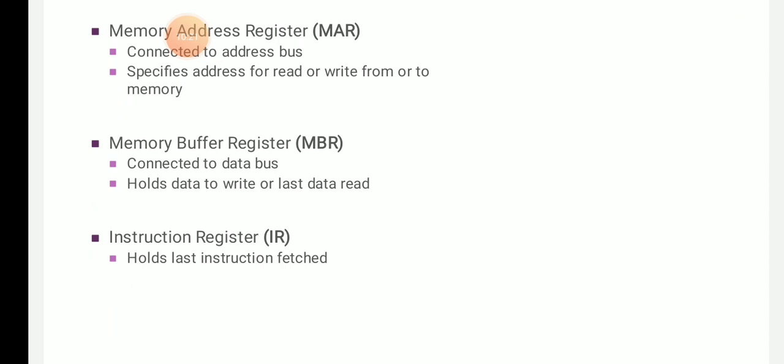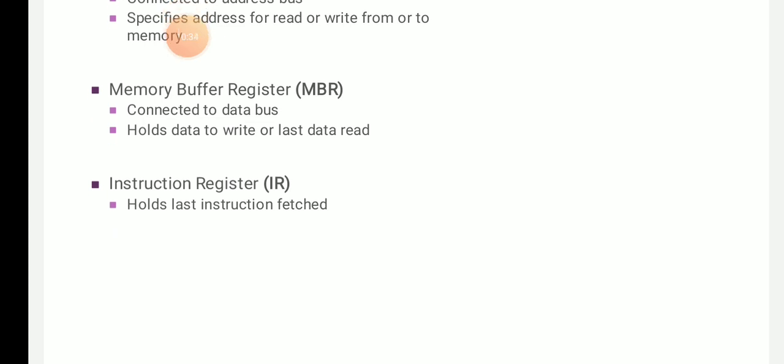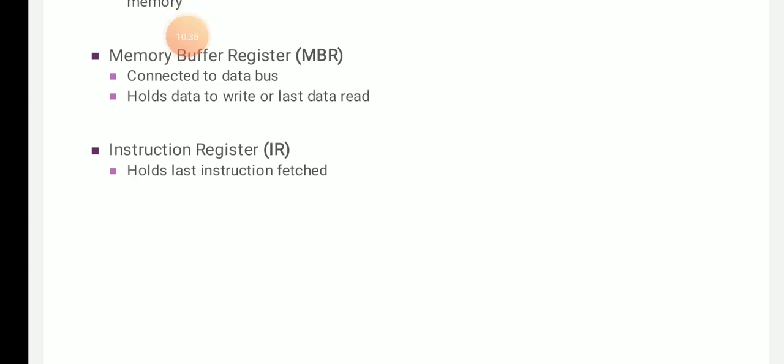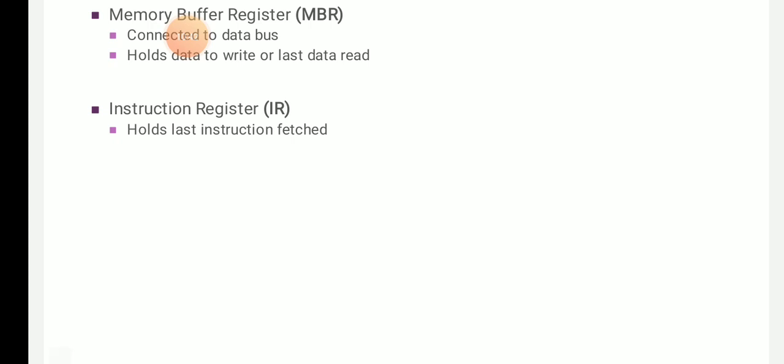Memory buffer register. What is that? Connected to the data bus. So whatever the MAR is connected to the address bus, the MBR is connected to the data bus. It holds data to write or the last data read. Instruction register holds the last instruction fetched. So whatever fetched data is there, it will hold. So it holds the last instruction fetched.